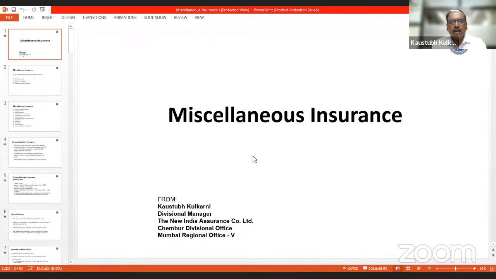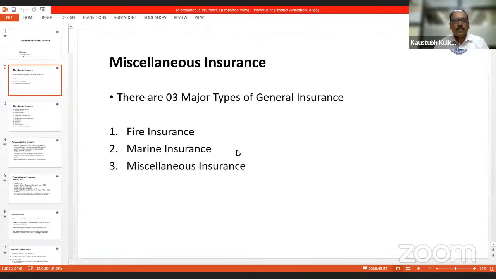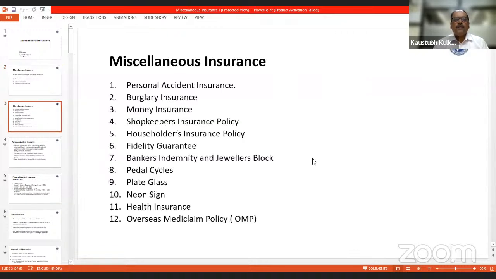Now we'll start with miscellaneous insurance. Before starting, you are all acquainted with the examination point of view, how many subjects there are and how to appear for the exam. Miscellaneous insurance is very vast, and basically there are three major types of general insurance. First is fire, other is marine, and the rest all come under miscellaneous insurance. There are various products and subjects we could learn, but we have short time, so we'll deal with the important products. There are 12 products in front of you, right from personal accident and burglary to overseas medical emergency. First will be personal accident insurance.